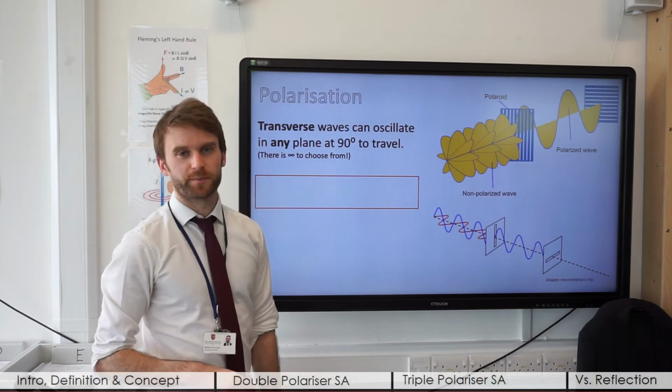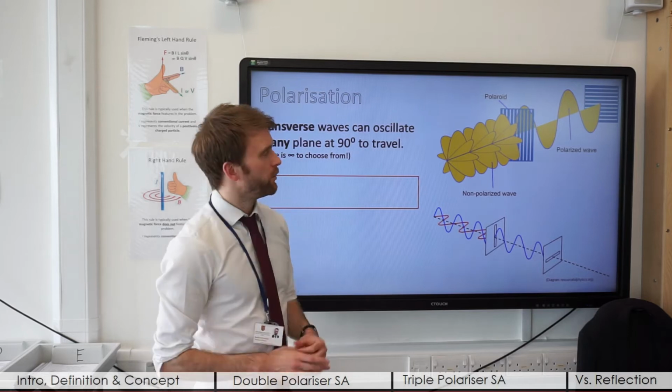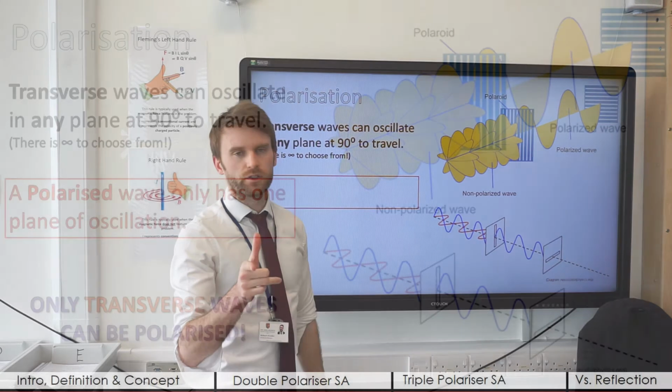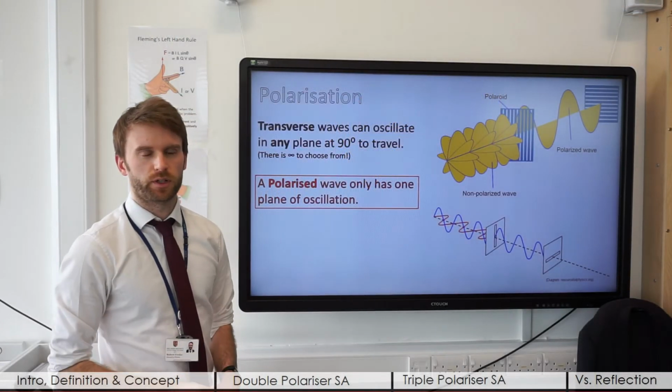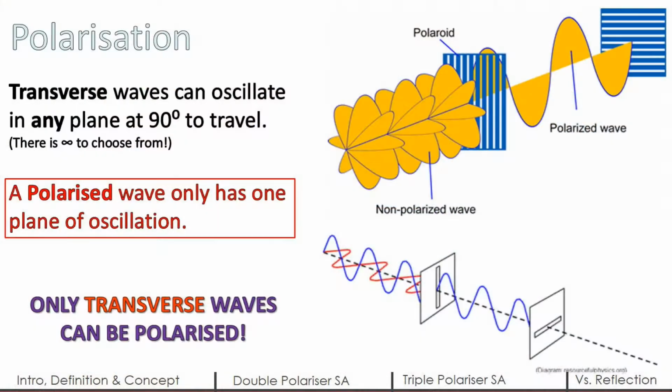Polarisation relies on this. Polaroid, the same stuff that you get in sunglasses or even cameras, takes light and only allows one direction of oscillation to pass through. A polarised wave only has one plane of oscillation. If you're asked to explain or describe what is meant by polarisation, you say this: a polarised wave only has one plane of oscillation. We're talking about the horizontal plane, the vertical plane, that kind of thing.